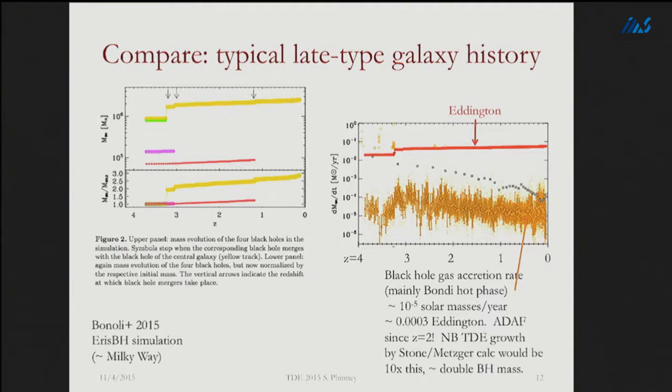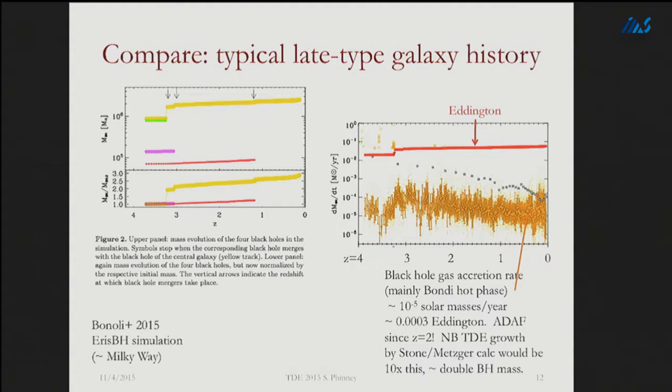Okay, so let's try to put this in cosmological context. So that was all stellar dynamics. We were ignoring all the gas. Is that the right thing to do? So here's the latest ERIS-BH simulation of the Milky Way from redshift 4 to 0. And this graph shows the black hole masses. There are four black holes that merge during this time. So the total is this top yellow curve, and the little steps are where the two black holes actually merge.